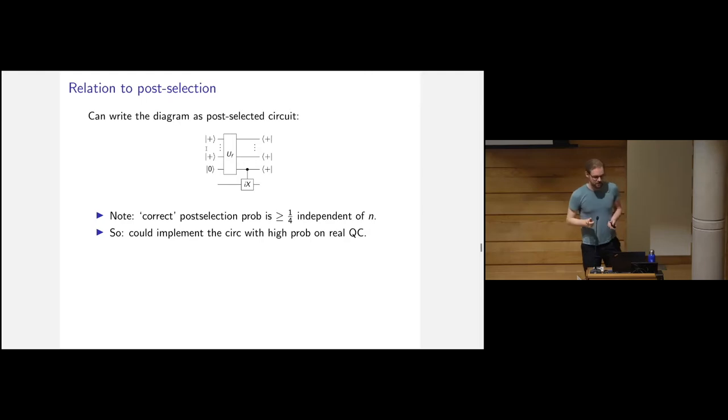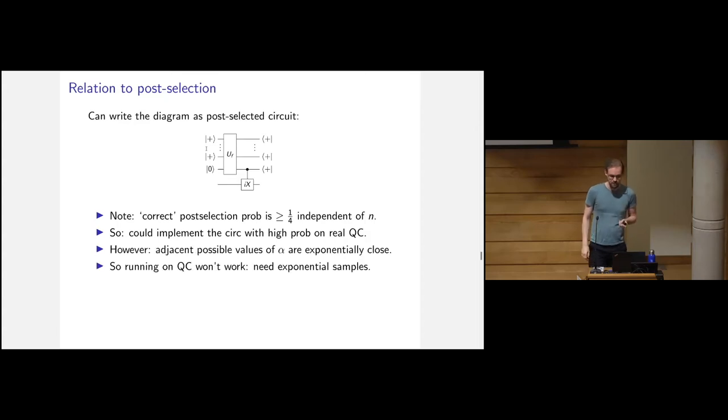But what is interesting here is that the correct post-selection probability is always larger than 1/4 and is independent of n. So this means we can actually do this on a real quantum computer. We can just run the quantum computer and do the post-selections many times, and after an estimate of 4 times, we will get the correct post-selection. So we could implement the circuit with high probability on real quantum computers.